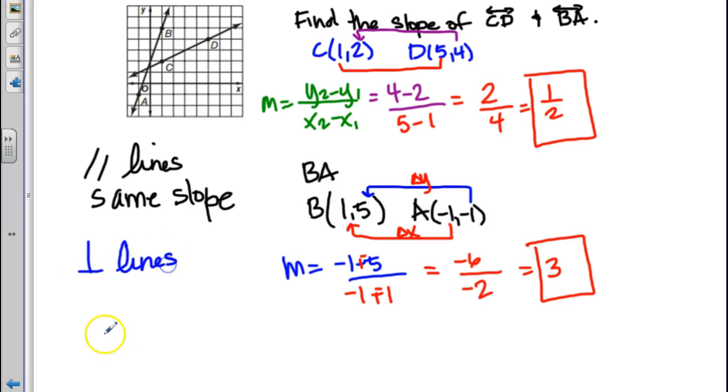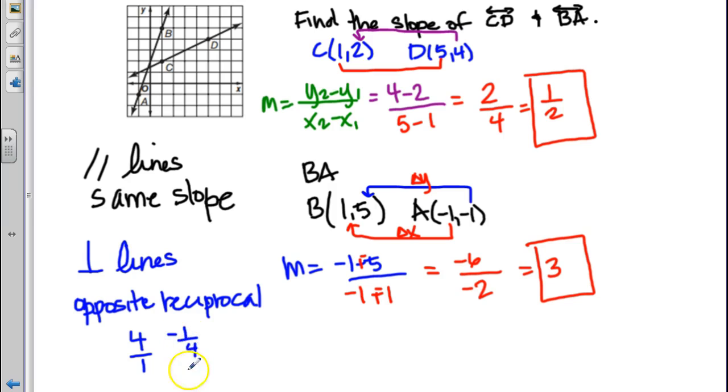perpendicular lines are opposite reciprocal. Opposite reciprocal. All right, in English, that means they will be opposite signs, one positive, one negative, and they will be flipped of each other. All right, so like 4 and -1/4. They're opposite signs, and if I flip 4 over 1, it's 1 over 4.